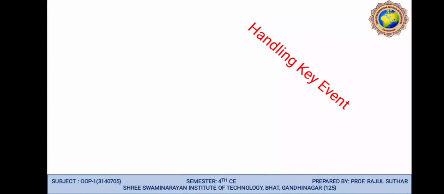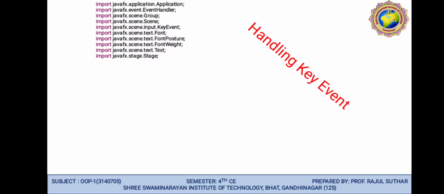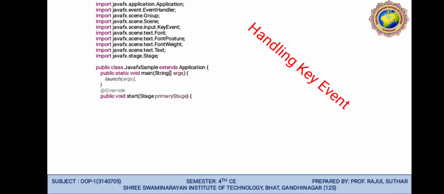How can we work with the key event? In the same way, you have to import javafx.scene.input.KeyEvent, javafx.scene.text.Font. We are working with the font as well as font weight. Public class, here the class name is JavaFXSample, the same class, or you can use another class name. Then public static void main, here the main class, and we require the launch argument. Then override public void start(Stage primaryStage) is also here.